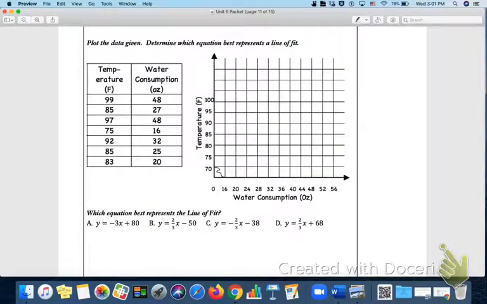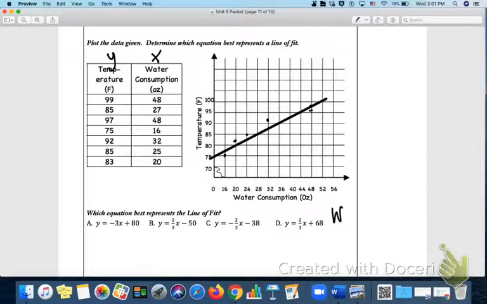Let's look at an example here. Plot the data given. The table seems to be written backwards, so when you see me write these, you'll notice that water consumption is on the x-axis, so I labeled y and x so that I would know how to graph these on the grid. I plotted all the points. I'm going to create a line of fit, and now it says which equation best represents the line of fit.